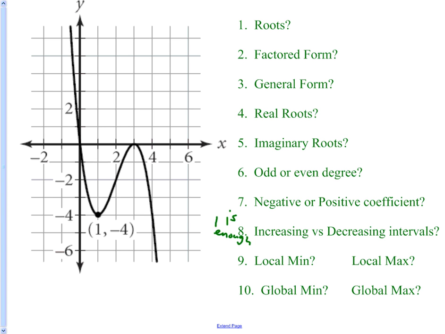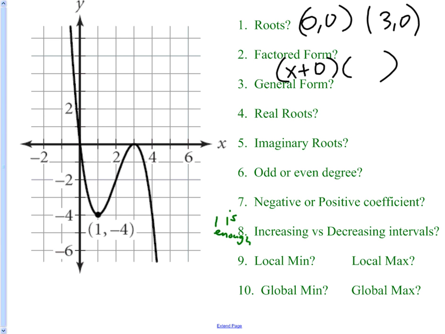Okay, the roots. Instead of saying 0 and 3, I'm going to say 0, 0 and 3, 0. All right, factored form. Factored form is those sets of parentheses like this. And my first one is for that first. Okay, factored form, I need a 0, so I say x plus 0. Could I just say x for that? Yes, because that'd be simpler. Then the other one is at 3, x minus 3.